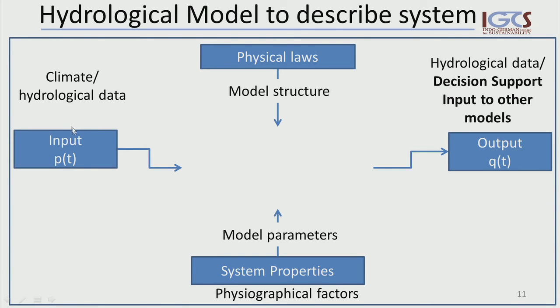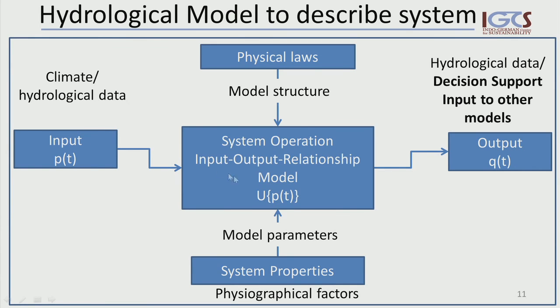Usually we start in hydrological models with our input component in the form of climate or hydrological data, which have to be measured, and those are connected through a system operation, and we call this an input-output relationship model that relates, for instance, rainfall to a specific runoff.